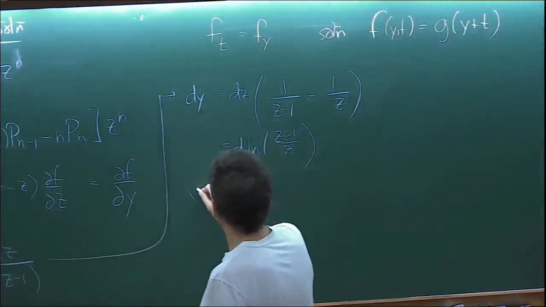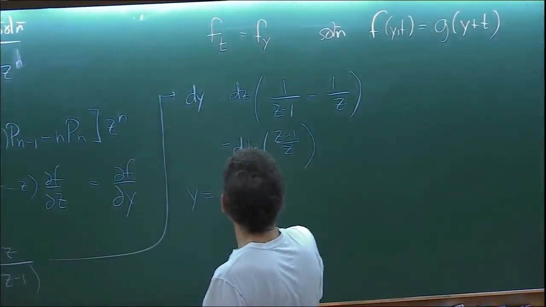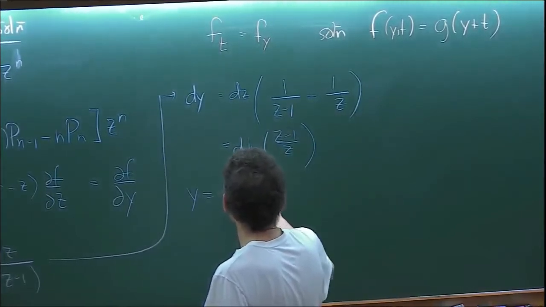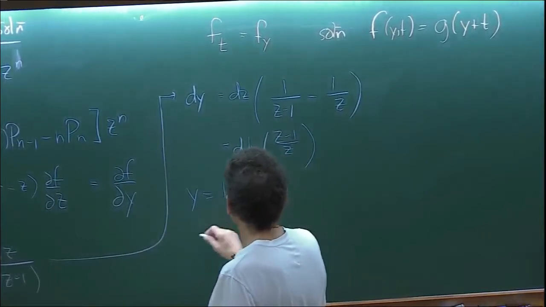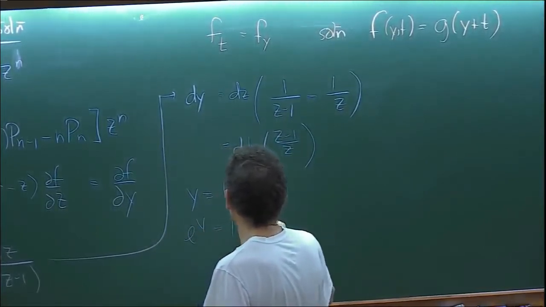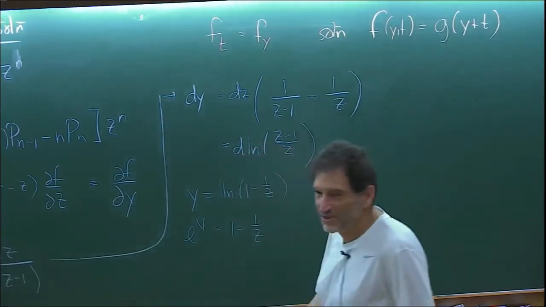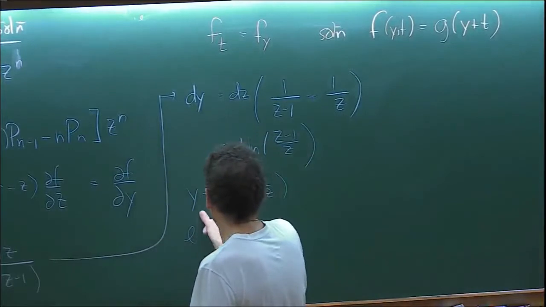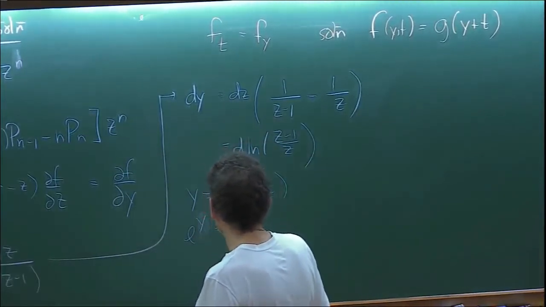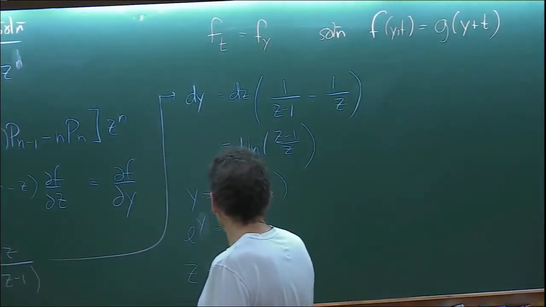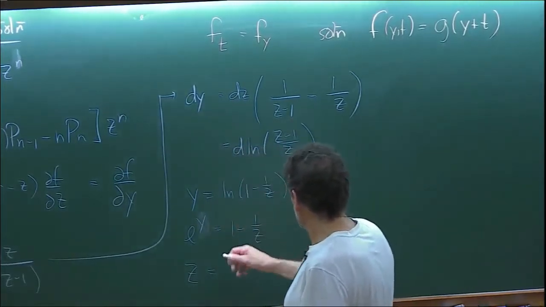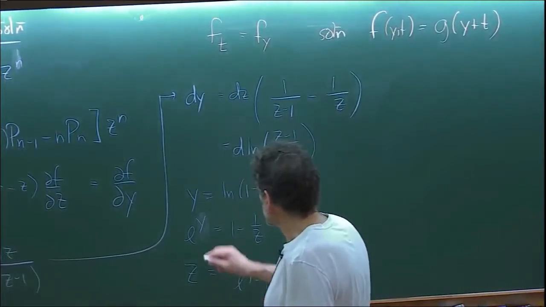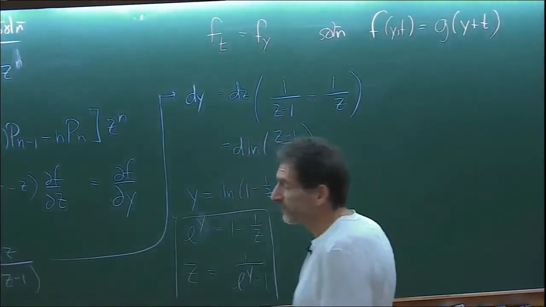So y is equal to log of 1 minus 1 over z. e to the y is equal to 1 minus 1 over z. I apologize that this is a little bit too step-by-step, but I think it's helpful at this stage of familiarity. So e to the y is this, and then I have z is equal to 1 divided by e to the y minus 1. So this is how I'll go back and forth between my two variables.